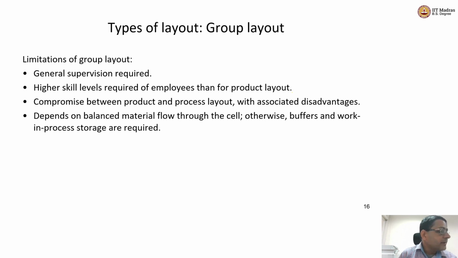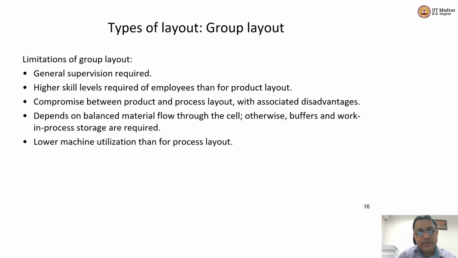The next disadvantage is that it has lesser utilization compared to the process layout. It definitely has more utilization compared to the product layout, but less utilization compared to the process layout. Alright, so that is all about group technology layout. Group technology layout is somewhere between product layout and process layout. Now let us go to the fourth layout. We have seen product layout, we have seen process layout, and we have seen a combination of product layout and process layout, which is a group technology layout or cellular layout.